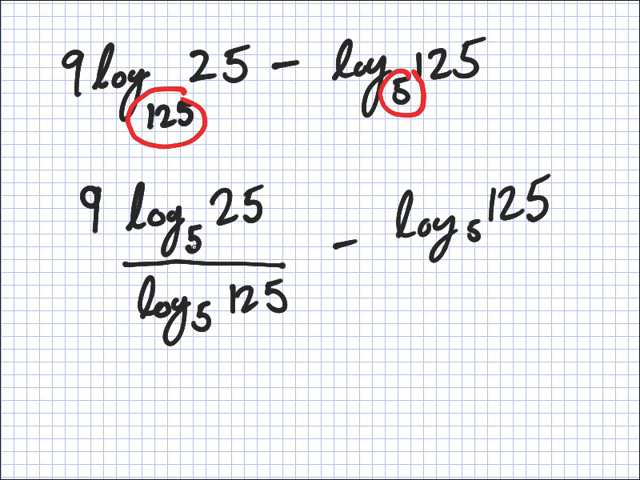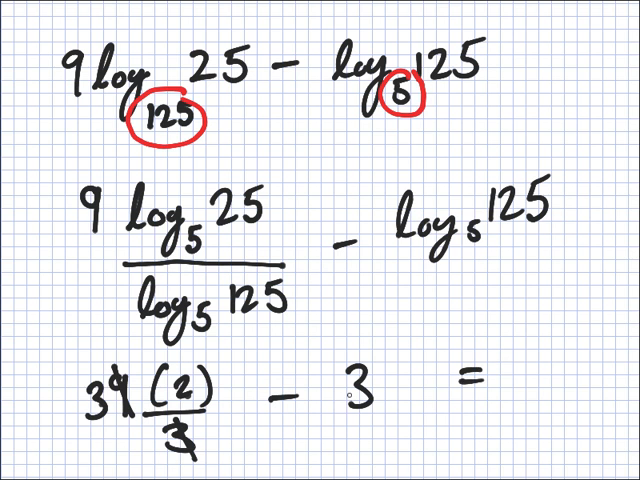Now, once it's written like this, everything becomes easy to calculate. So 5 to what power will make 25? No calculator, put it down. So the top one is 2, and the one at the bottom is 3, and this one here is 3. 3 goes into 9 3 times. 3 times 2 is 6, minus 3 is 3. Okay, so something like that.